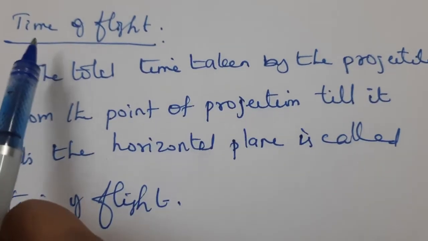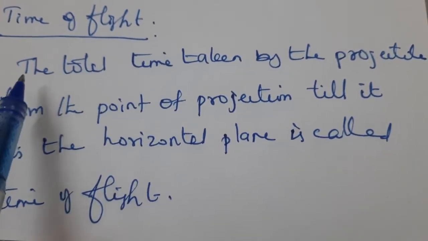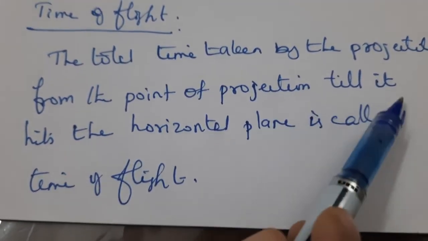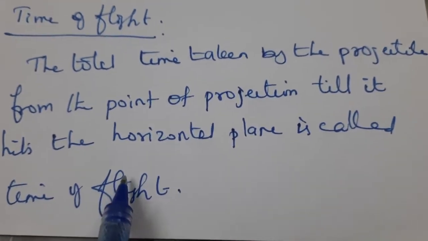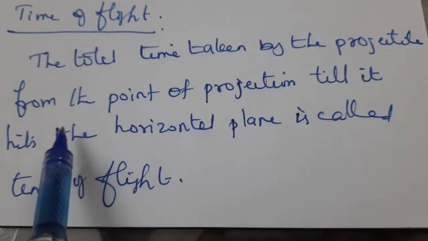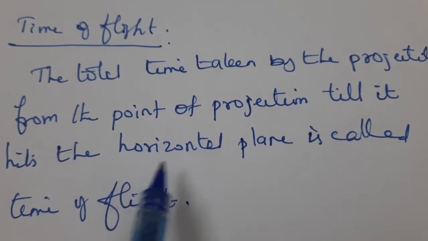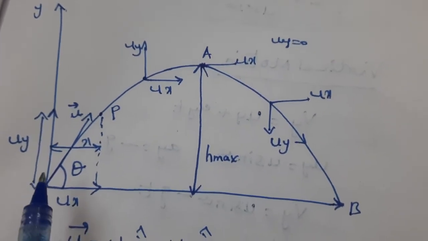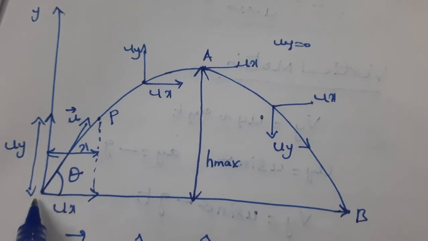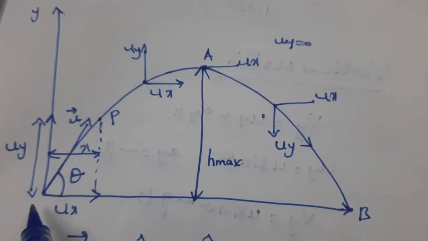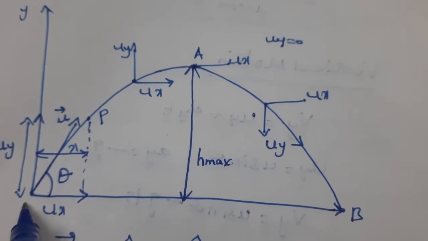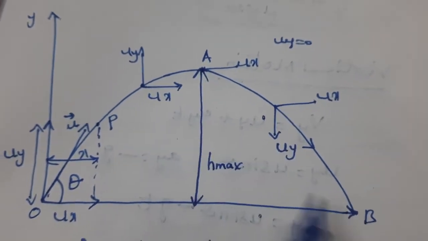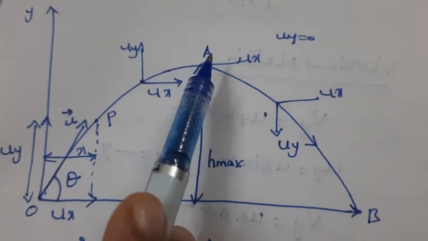Then next, time of flight. The total time taken by the projectile from the point of projection till it hits the horizontal plane is called time of flight. This time of flight is the time taken by the projectile to go from this initial point O to A to B, that is, O to B via A.